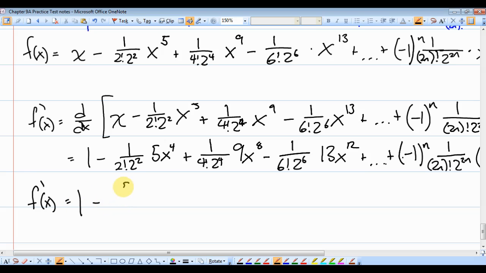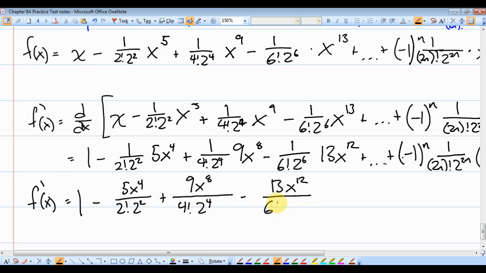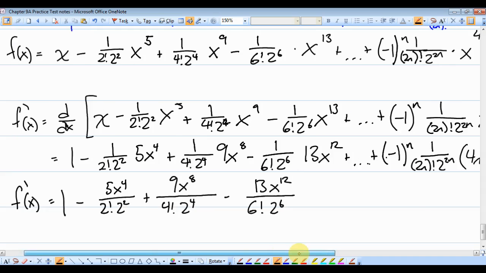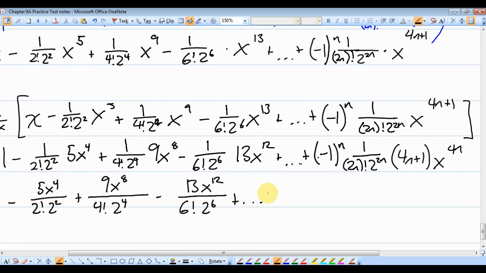1 minus 5x to the 4th over 2, plus 9x to the 8th over 4, minus 13x to the 12th over 6, plus negative 1 to the n, 4n plus 1, don't forget the parentheses, over n.